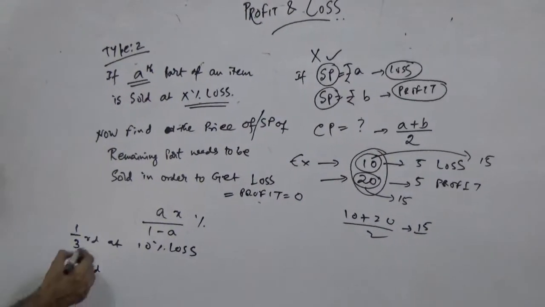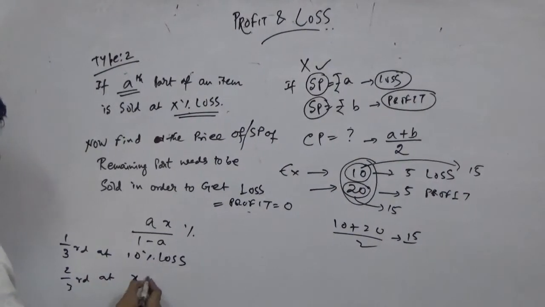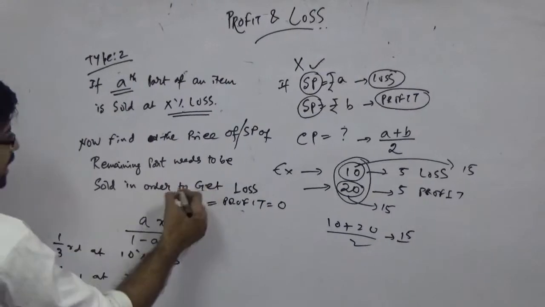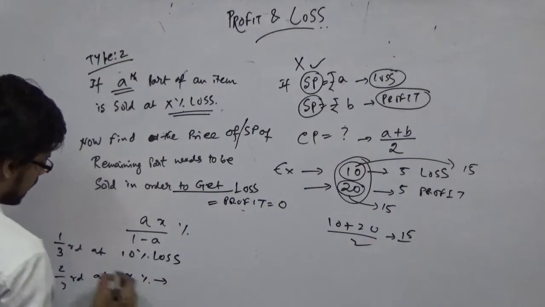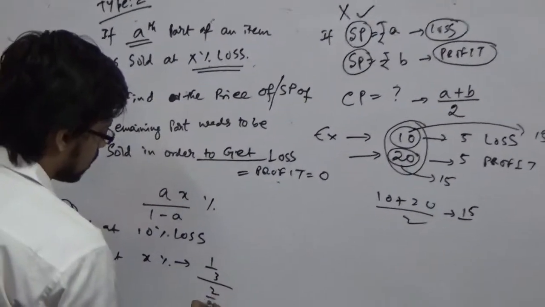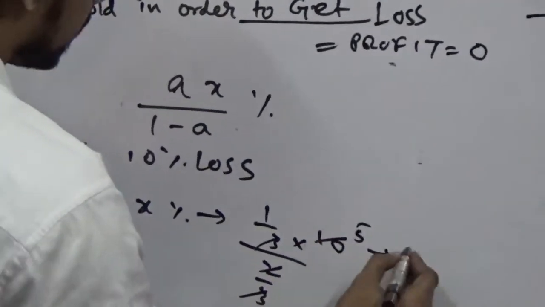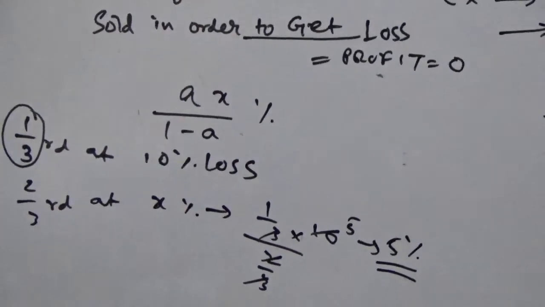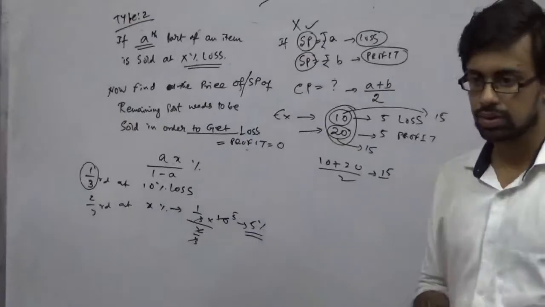So 1/3 is sold at 10% loss, so 2/3 is at obviously X%. I don't know that percentage. Okay, so at the end I have no profit, no loss. So obviously how can you solve it at the end? A is 1/3, so this is 2/3, and X is what? 10. This is cancelling out, so the remaining part I have to sell at least 5% profit. Simple logic. But without this formula, this concept becomes so tough.